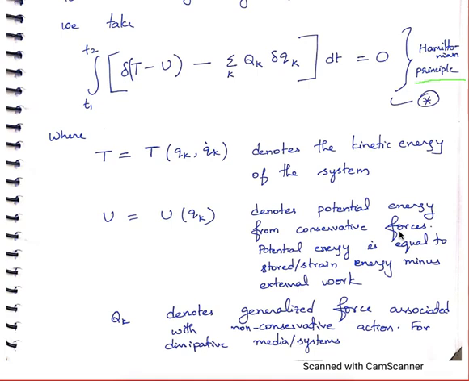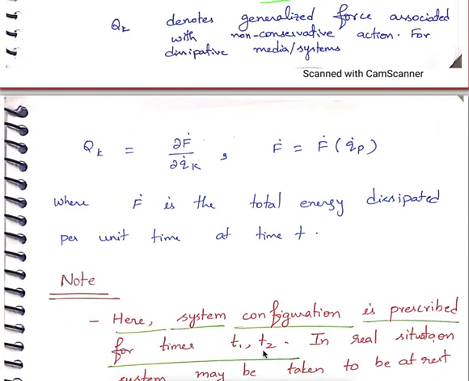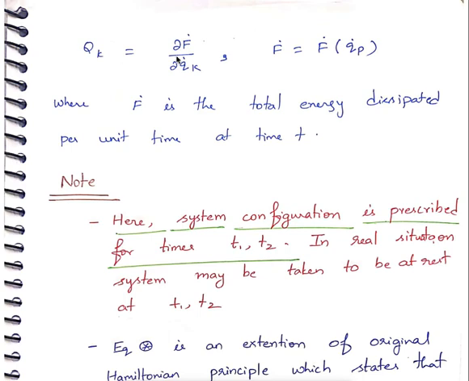So U denotes potential energy coming from conservative forces, and by definition it is equal to the stored energy or strain energy minus the external work, once again from the conservative forces. Now, what is QK? Capital QK denotes the generalized force associated with non-conservative action. So, for example, when you are dealing with dissipative media, QK can be defined as the partial derivative of F dot, where F dot is the total energy dissipated per unit time within the system. We are taking F dot to be a function of Q dot P.